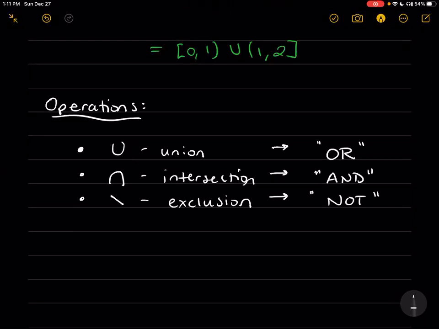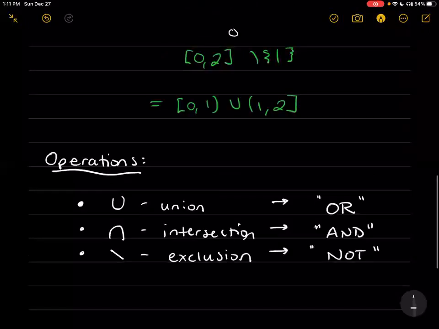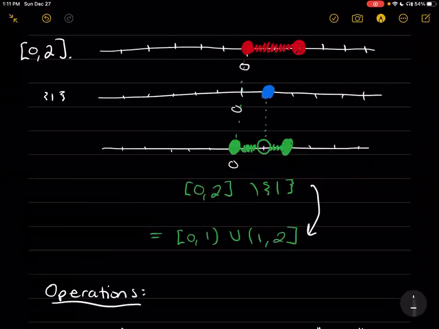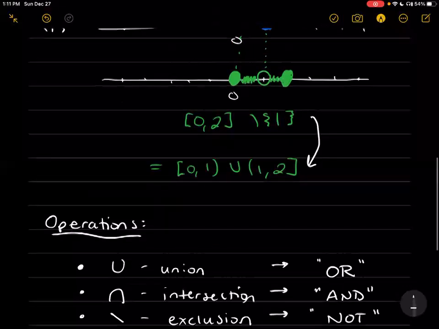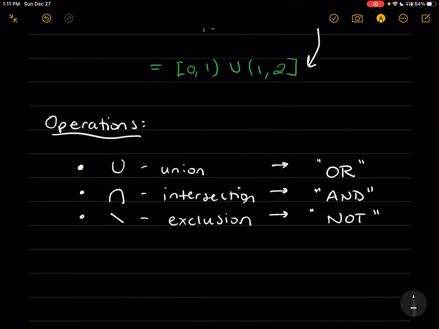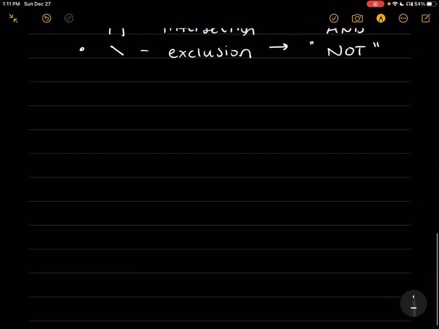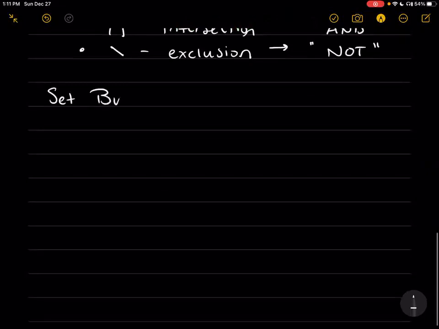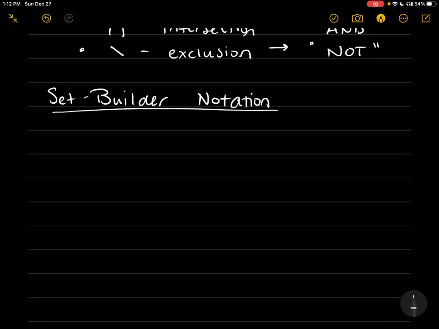The nice thing about having these words is that they can make doing these kinds of things, where you convert from one form to the other, easier. If you think about the union as an or, the intersection as and, and the backslash exclusion as not, this will become extra helpful when we talk about our set builder notation, which I did mention briefly in the previous video, but now I want to go into it in more detail.